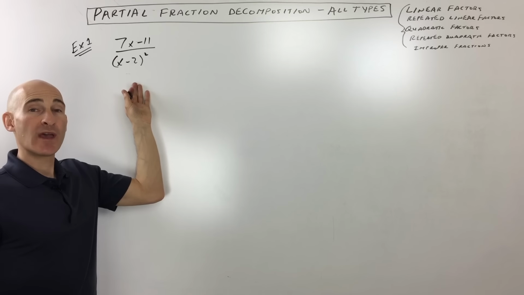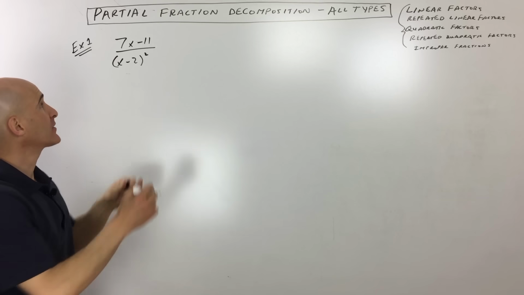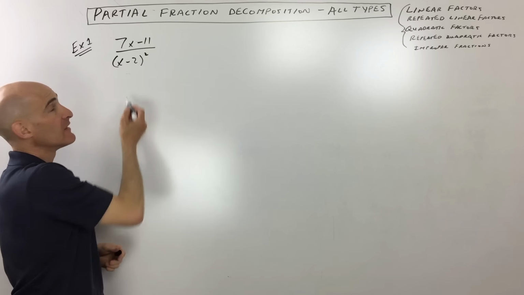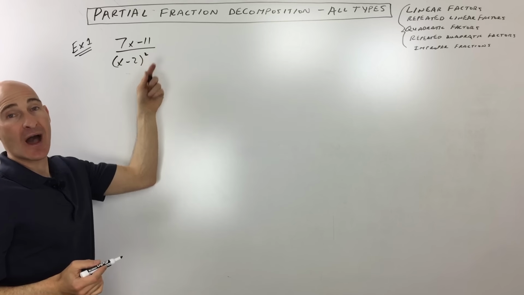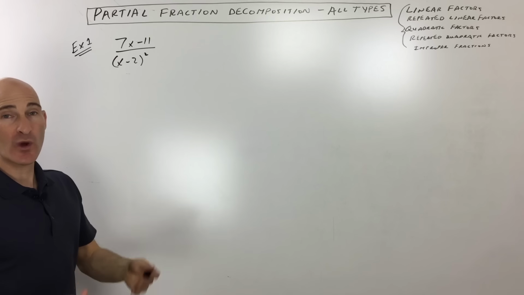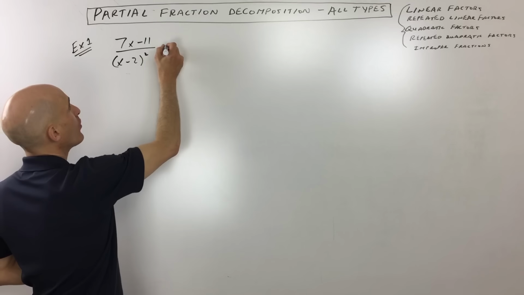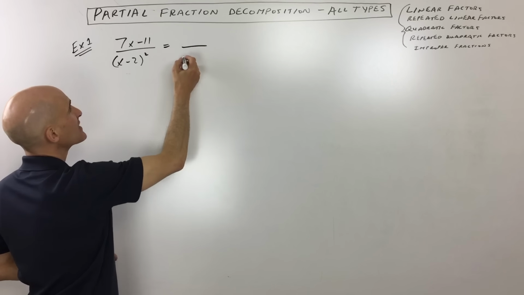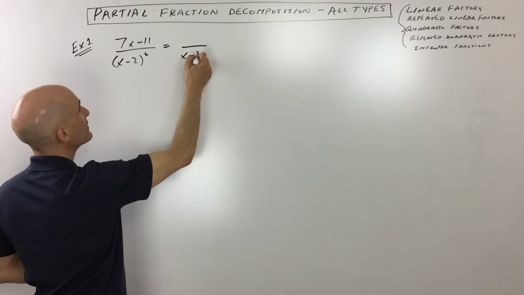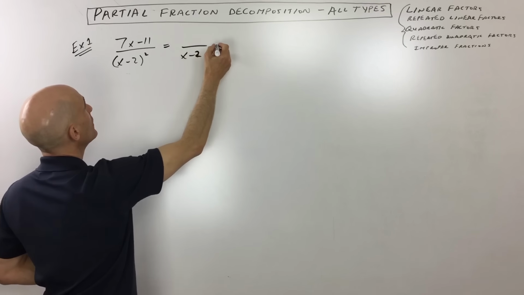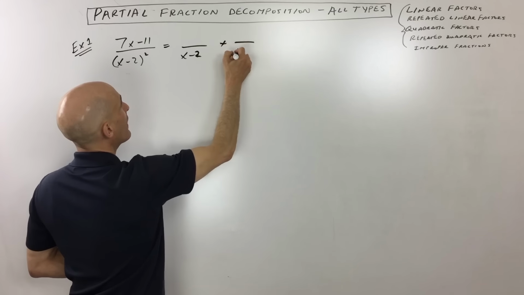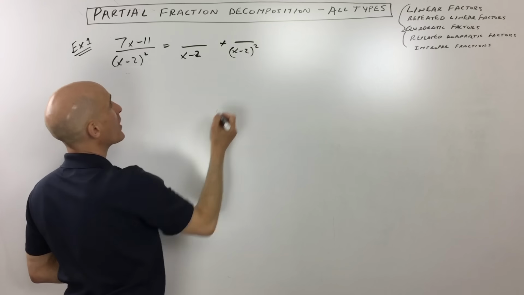Okay, in this example we have what is called a repeated linear factor. So linear means it's to the first degree, like a line. Repeated, you can see it's to a higher power than 1. So it could be squared or cubed and so on. So what we're going to do here is we're going to look at this and say, well, the original fractions could have had a denominator of x minus 2 or x minus 2 squared, right?